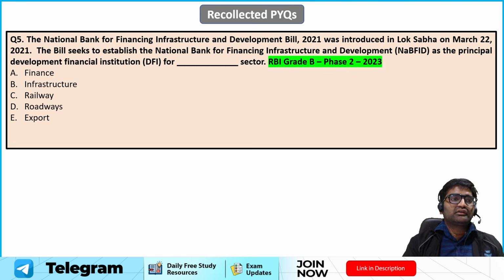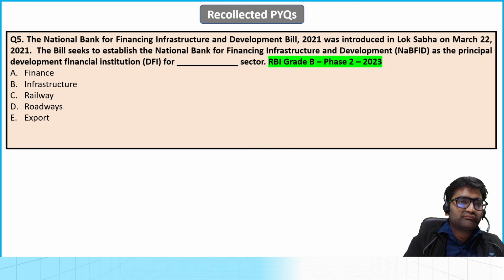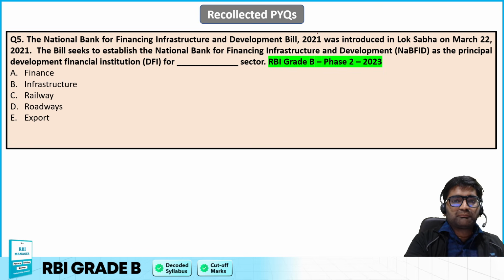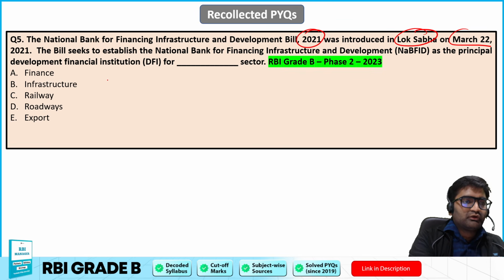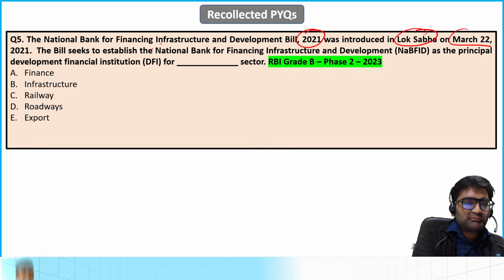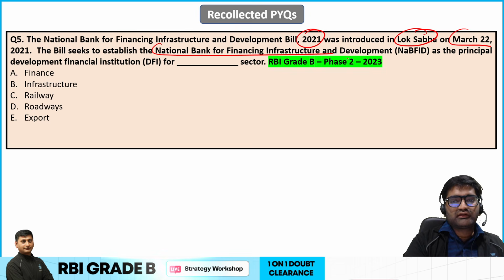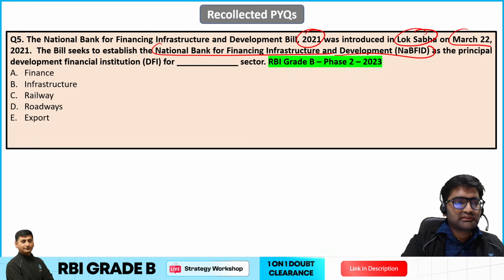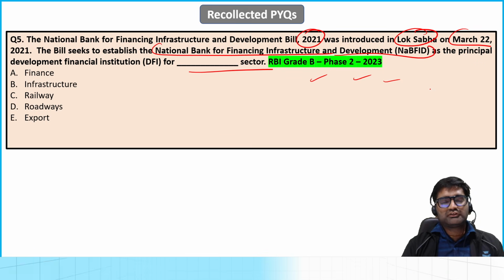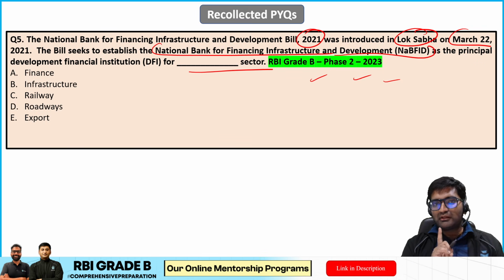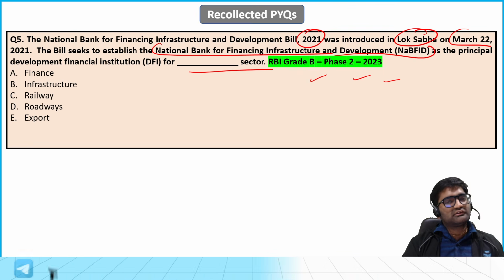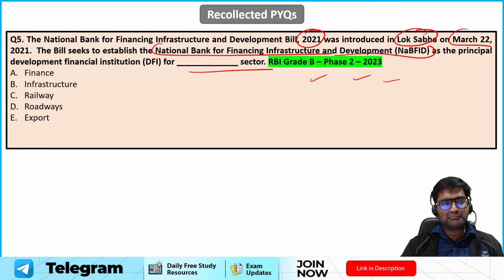Now coming to the next question: the National Bank for Financing Infrastructure and Development Bill 2021 was introduced in Lok Sabha on March 22, 2021. The bill seeks to establish the National Bank for Financing Infrastructure and Development as a principal development financial institution for the dash sector, RBI Grade B Phase 2 2023. Okay, so this is the question. Here are your options, and please pause the video and try to answer this question yourself. It is very easy. Please try to answer it.